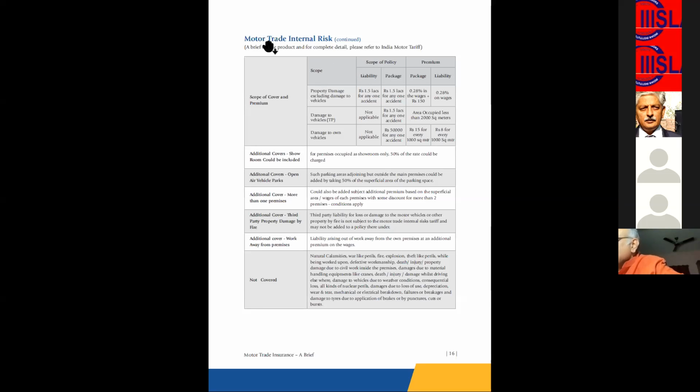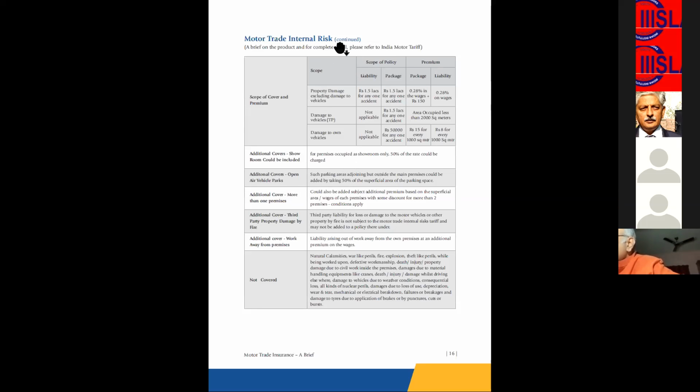Participants can look into only two things. One question is the fire accident you referred to. Additional cover more than premises, the fourth box. More than one premises could be added subject to additional premium based on the superficial area, and for more than two premises, some discount applies, conditions apply. You can add more premises.